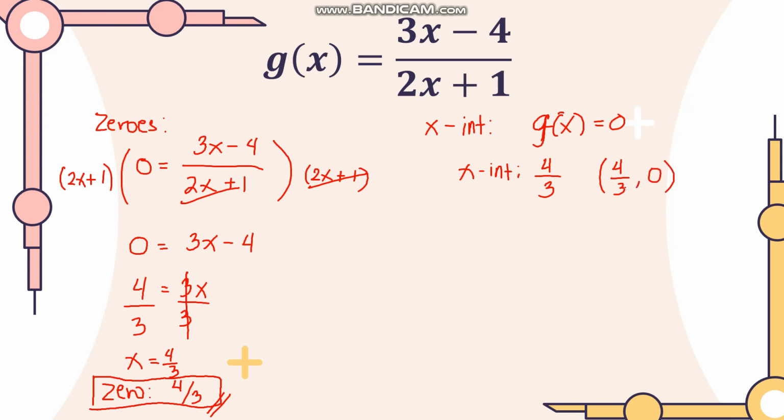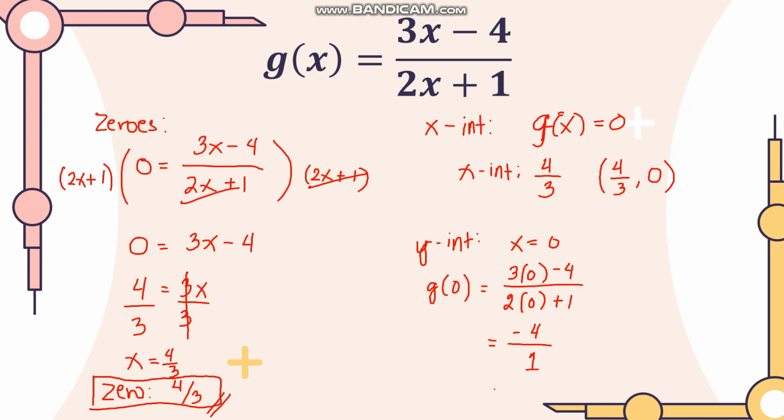So if y is 0, or if x is 4/3, then our y will be equal to 0. For the y-intercept, what we will do is set x to 0. So we have g of 0 equals, then substitute: 3 times 0 minus 4, over 2 times 0 plus 1. So 3 times 0 is 0, minus 4, negative 4. 2 times 0 is 0, plus 1, 1. Simplify, and we have negative 4 as the answer. So our y-intercept is negative 4, or for ordered pairs, we have (0, -4).